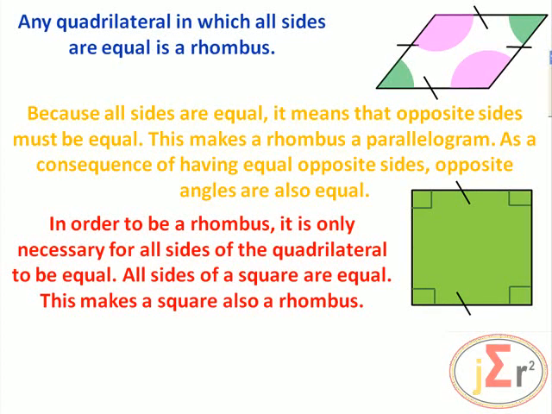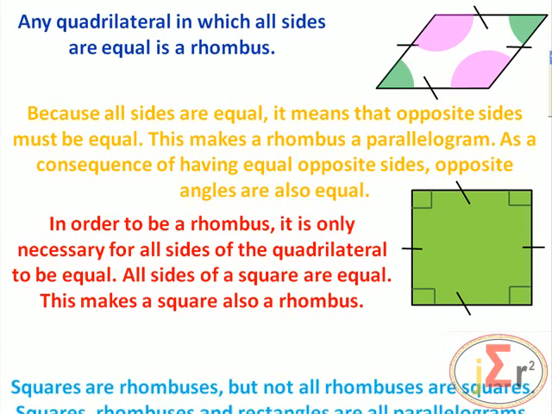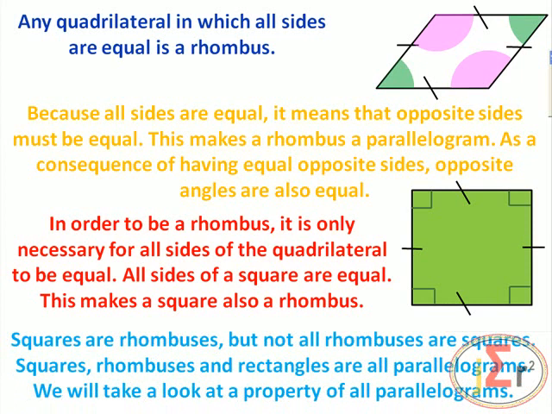All of the sides of the square are equal. Therefore, a square is a rhombus. Squares are rhombuses, but not all rhombuses are squares. Squares, rhombuses, and rectangles are all parallelograms. We will take a look at a property of all parallelograms.